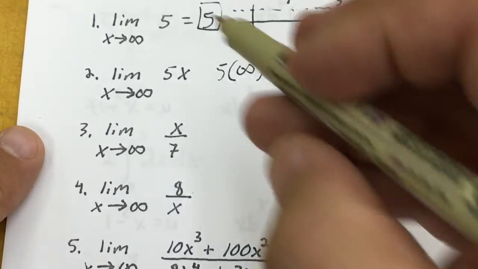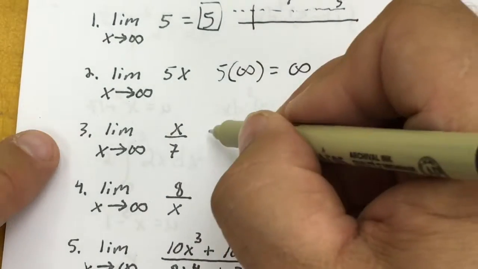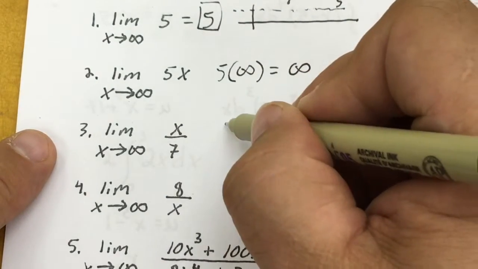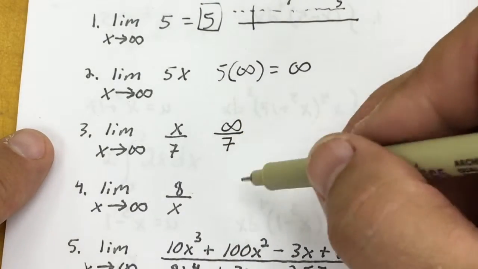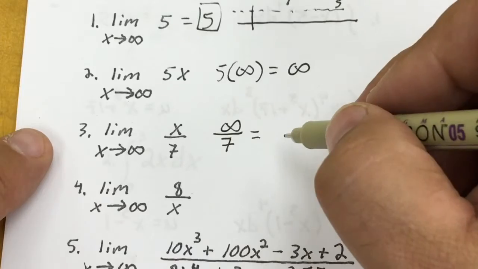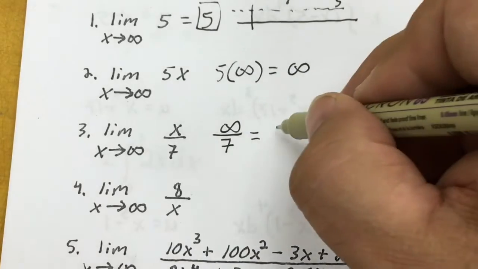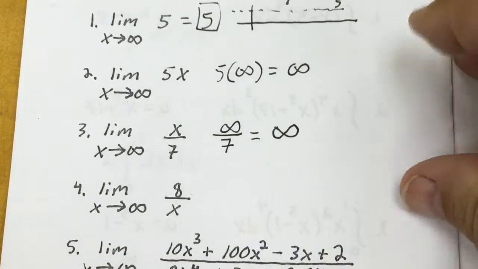Let's see what happens here. I plug infinity into there for x, and that gives me infinity over 7. Well, infinity divided by 7 is going to give me a really big number, and that number is about the size of, let's see here, infinity.